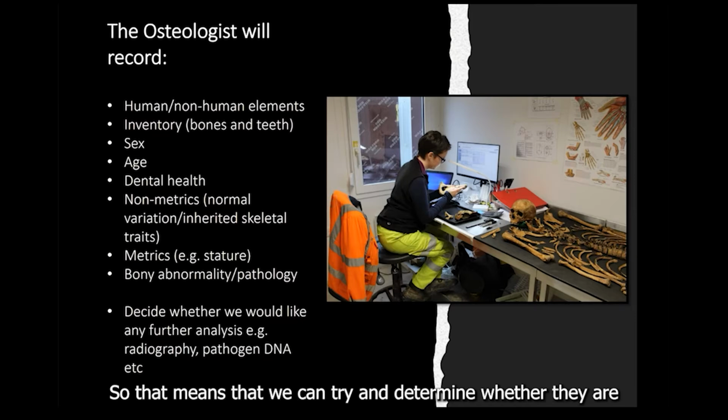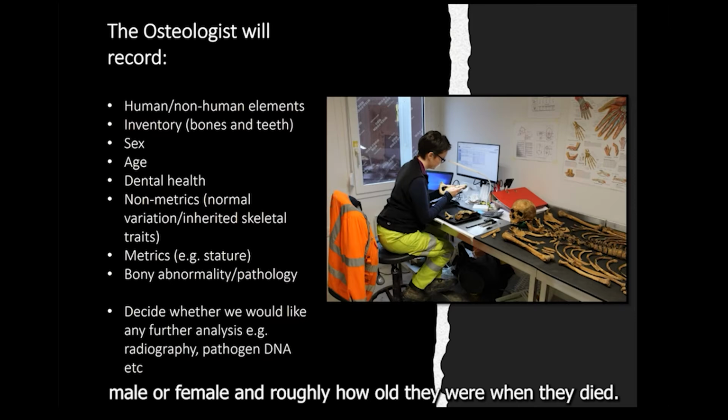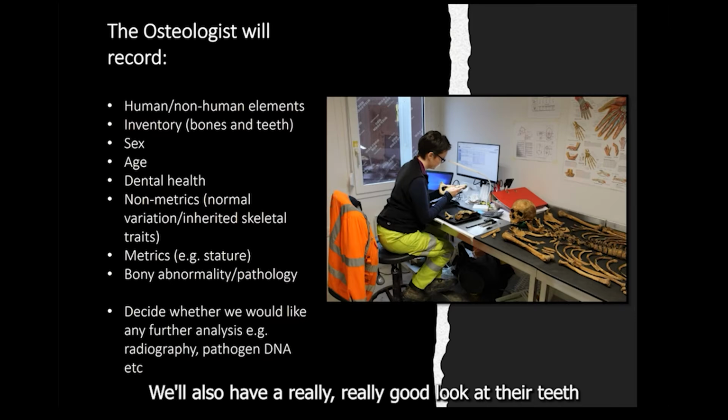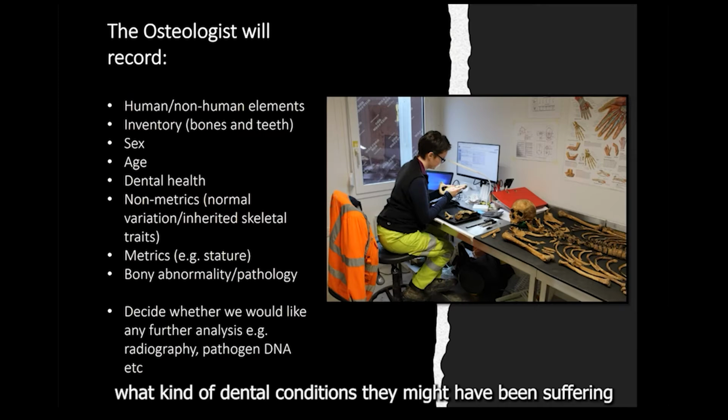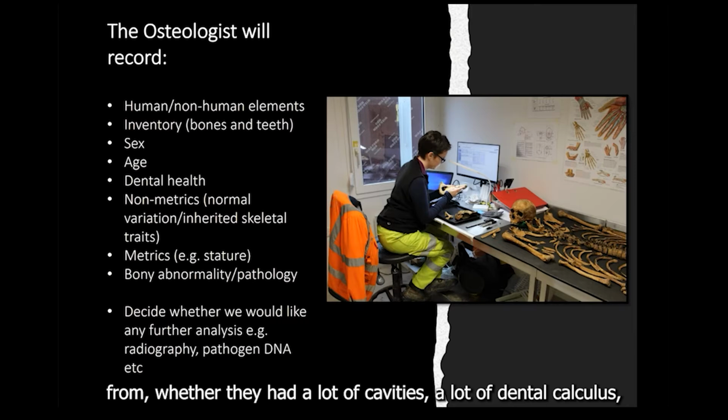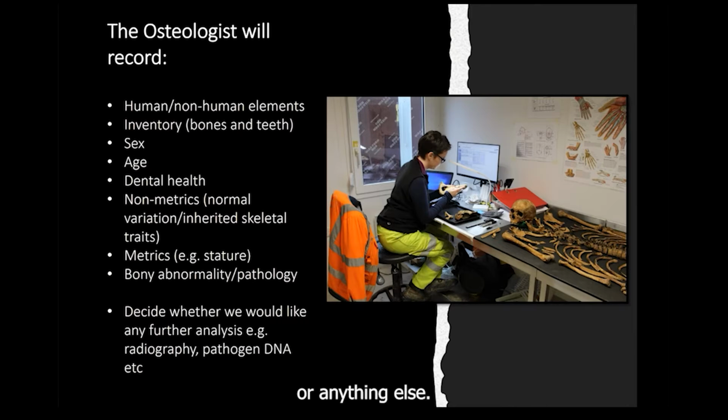So that means we can try and determine whether they're male or female, and roughly how old they were when they died. We'll also have a really, really good look at their teeth and see how their oral health was, and see what kind of dental conditions they might have been suffering from, whether they had a lot of cavities, a lot of dental calculus, or anything else.